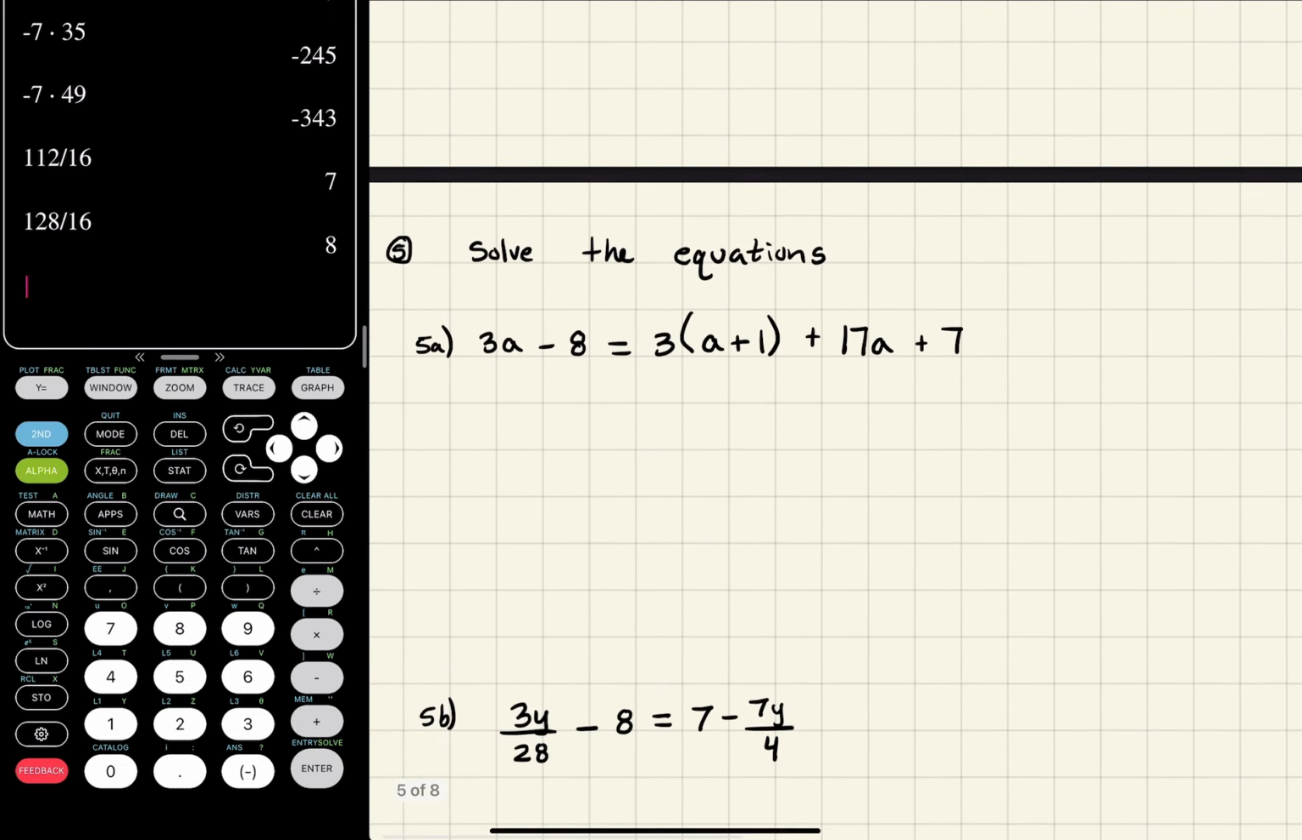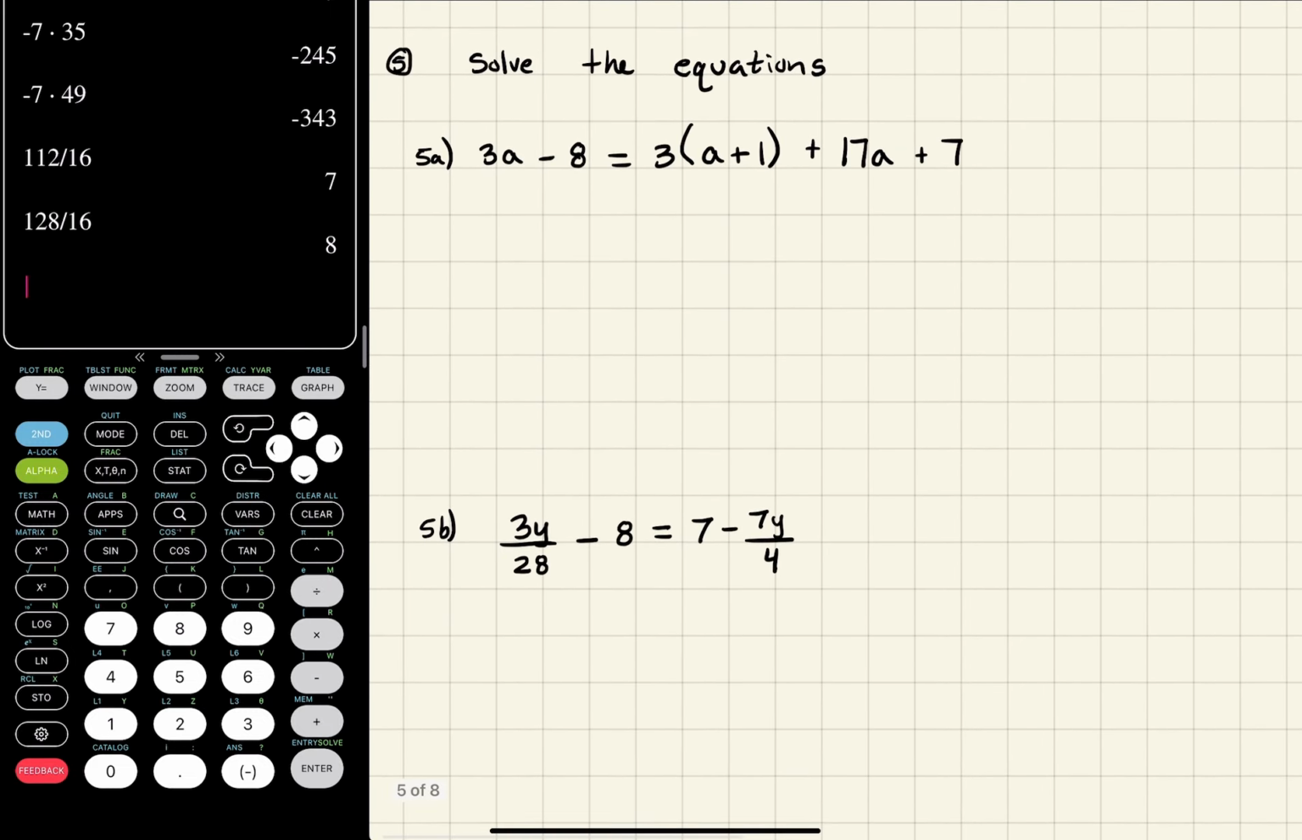On to number 5. We have two problems here. We're asked to solve these equations. So these are algebraic equations, and we've got to solve for the given variable. All right, on this problem, it doesn't look like there's much to do on this side at the moment, so we'll start over here. I see I can distribute this 3, so I'll go ahead and do that.